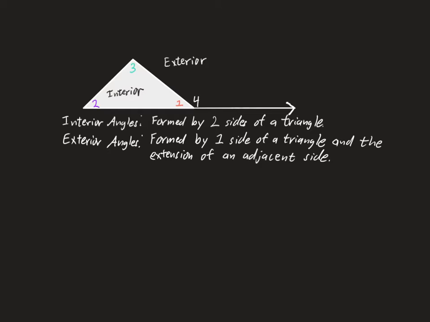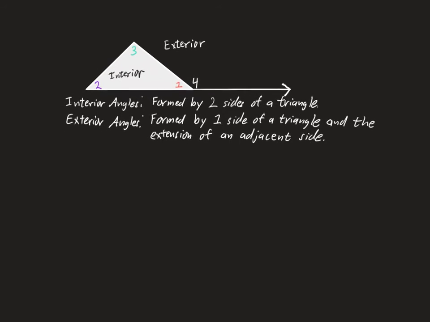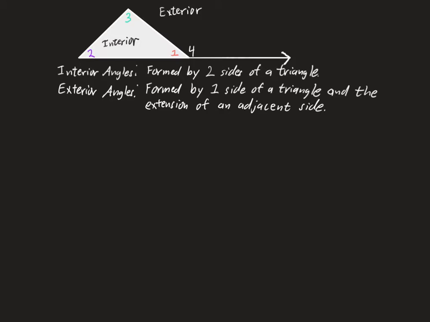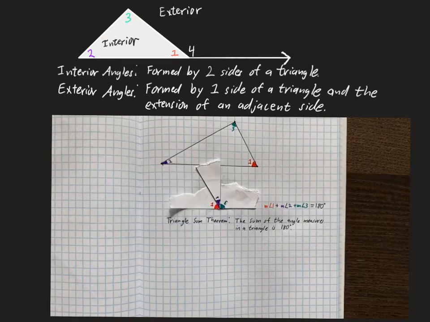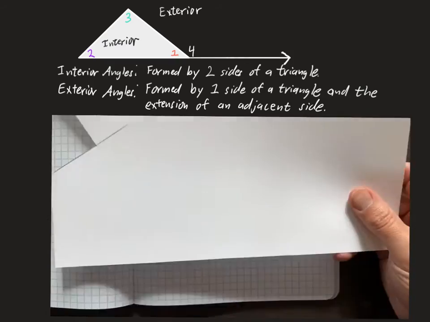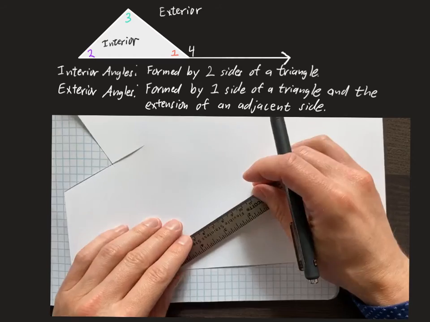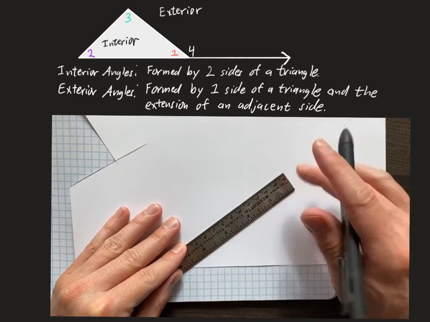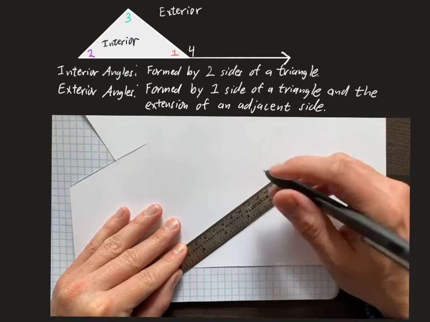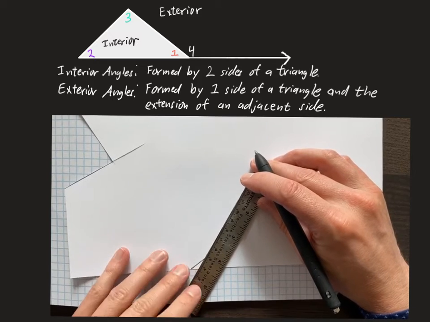Now I'm going to have you do a little activity where you look at the relationship between the interior and exterior angles of a triangle. So for this activity, you need the same supplies you used earlier in the lesson. So you're going to take your plain piece of paper and your straight edge or ruler. You're going to create a new triangle. And this triangle is going to be different than the last one. I'm going to try to make mine look a little bit different.